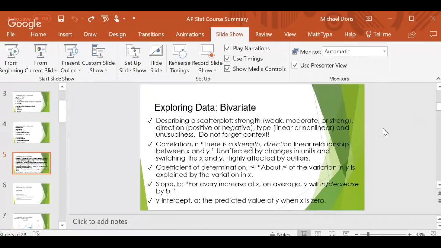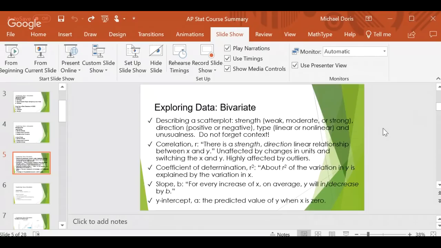So remember that if they give you R squared and they ask what R is and you take the square root, it's technically plus or minus. Check the slope to see if it's positive or negative, or if you have the scatter plot, check the relationship, see if it's positive or negative.